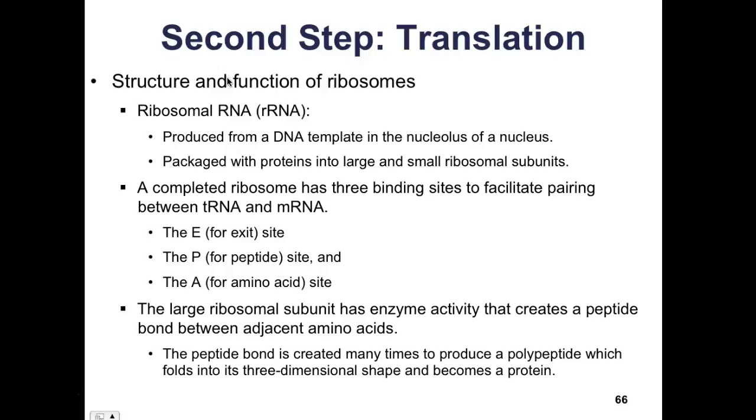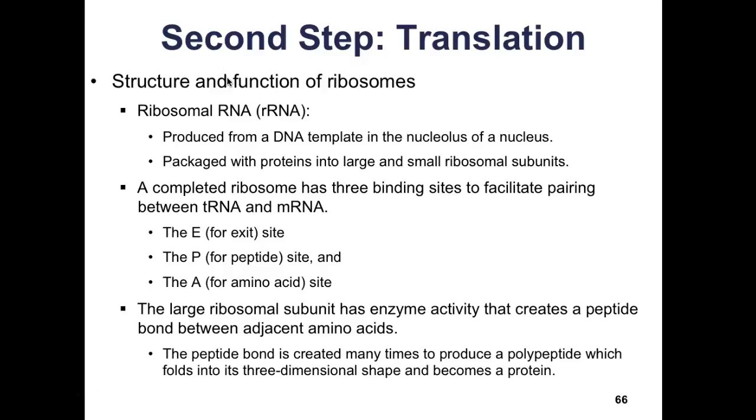So ribosomal RNA is produced from DNA template in the nucleus, in the nucleolus of a nucleus. Remember, that's where ribosomes are made, and packaged with proteins into large and small ribosomal subunits. The completed ribosome has 3 binding sites to facilitate the pairing between tRNA and messenger RNA. Those 3 sites are abbreviated EPA for exit, peptide, and amino acid.